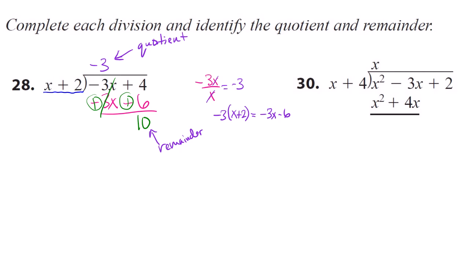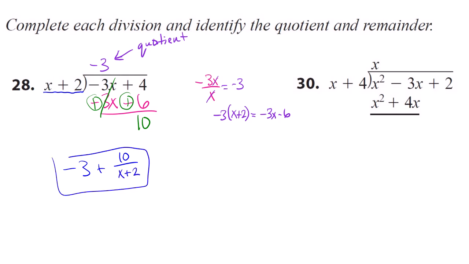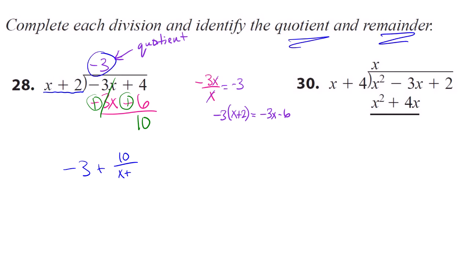So that's basically how you do long division with polynomials, with binomials. And remember, we could also write this as negative 3 plus 10 over the divisor x plus 2, and that's how we'll write it some of the time. In this case, they just want you to identify the quotient and remainder. So this is good: we have our quotient here, our remainder here, and that's all we have to do on that one.